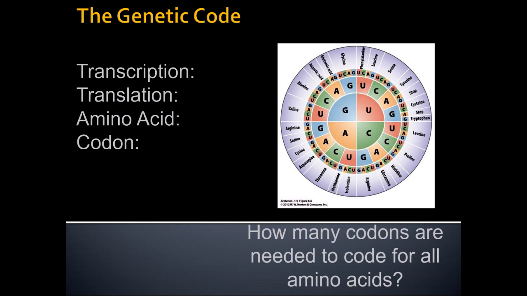a gene. Okay, so vocabulary words, review from Bio 1 again. Transcription is the process of taking DNA, a gene, and transcribing it into RNA. And because DNA and RNA are the same type of molecule, they're very similar, we call that process transcription.